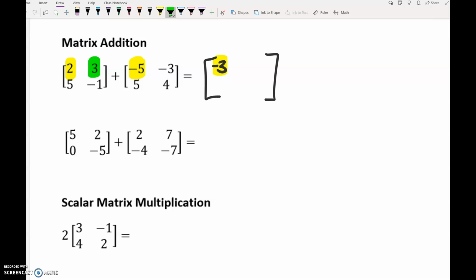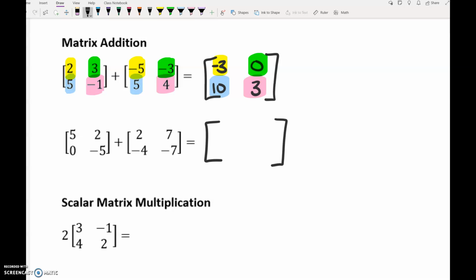Then we do the 3 with, what number do you suppose we add 3 with? The negative 3. 3 and negative 3 is 0. The 5 is added to the 5. That gives us 10. And the negative 1 and the 4 are added together to give us 3. So on your own, add the other matrix. Okay.